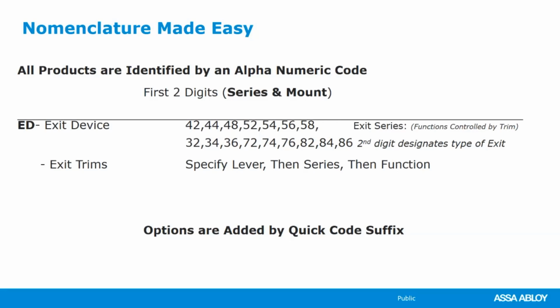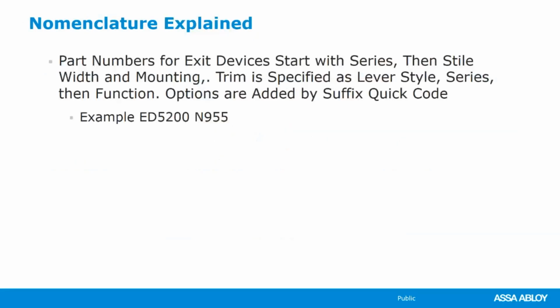When we get into our mortise exit device, there are a couple different functions of mortise exit device. You have to specify the function with the device as well as the trim. That is the only difference between the products. And again, the options are done via quick code suffix at the end. Here's an example. An ED 5200 N955.